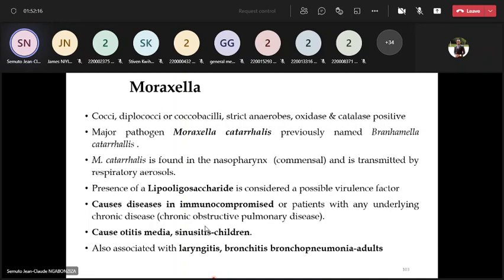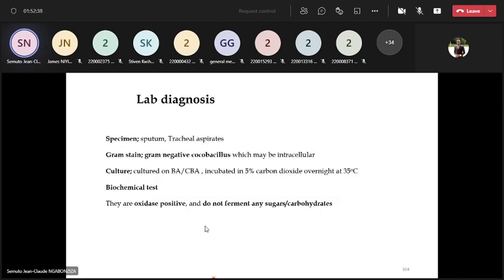They can cause otitis media and sinusitis in children, laryngitis, bronchitis, bronchopneumonia in adults, but all of this specifically comes in immunocompromised patients or those with some underlying conditions. As lab diagnosis, the specimen will depend on location.